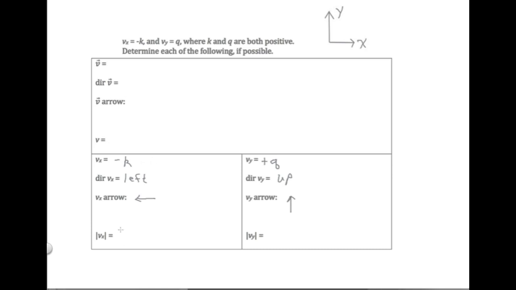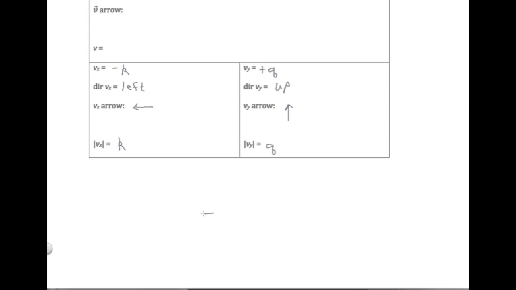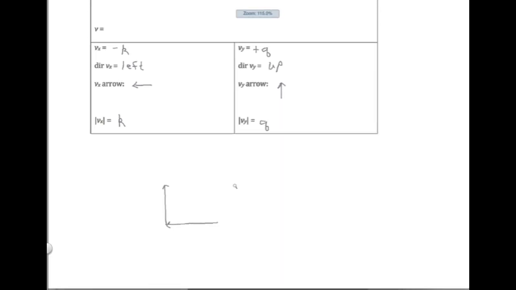And then this magnitude would be k, and this magnitude would be q. For the magnitudes, we leave out the signs. Now we want to draw the overall vector. So our Vx arrow is to the left. Then our Vy arrow is up. There's not really enough information here to know which leg should be longer. We weren't given enough information in the problem to know which leg is longer, so you can draw it however you like.